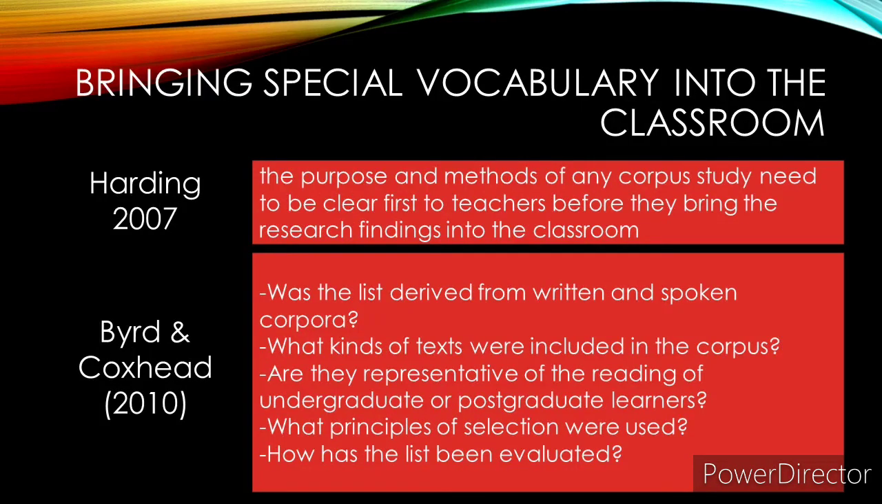Harding noted that the purpose and methods of any corpus study need to be clear first to teachers before they bring the research findings into the classroom. Bird and Cox had listed some questions that teachers and students might use to find out more specialized words. These are: was the list derived from written and spoken corpora? What kinds of texts were included in the corpus? Are they representative of the reading of undergraduate or postgraduate learners? What principles of selection were used? And how has the list been evaluated?